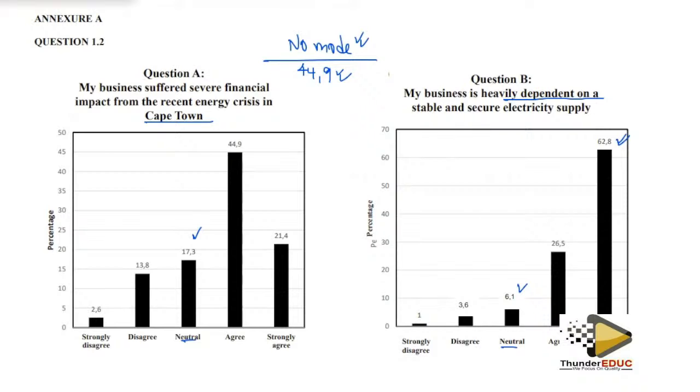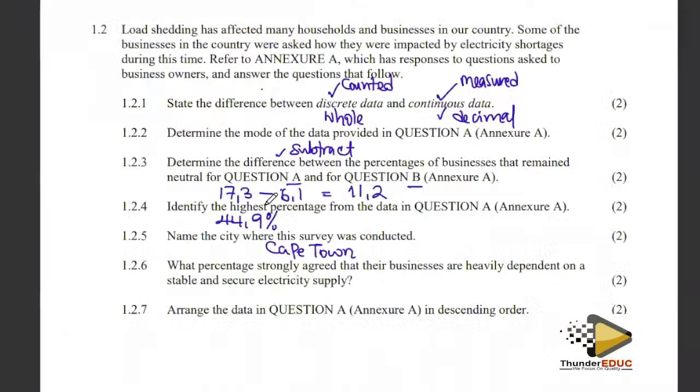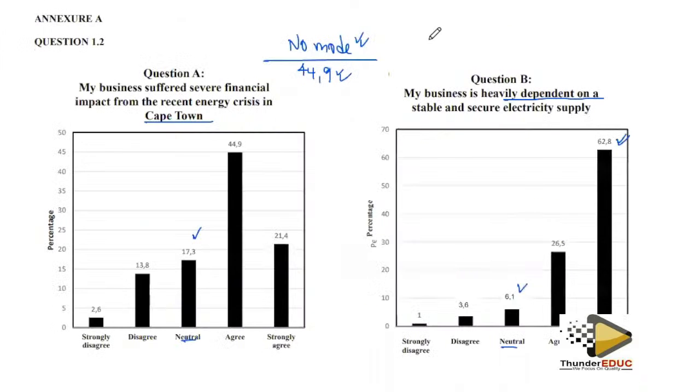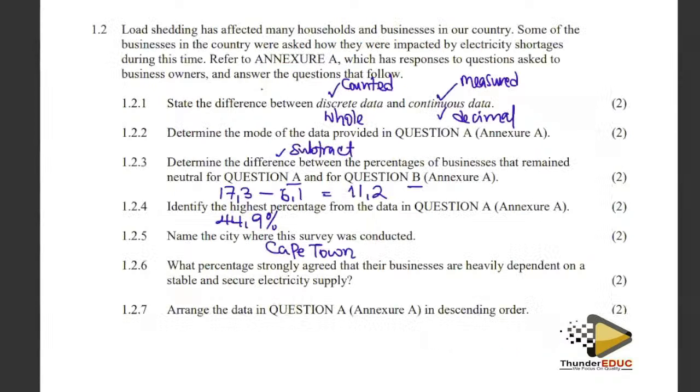So we continue and we shall be looking at question number 1.2.6. What percentage strongly agreed that their business is heavily dependent on the stable and secure electricity? Shall go to the next year, and it was this side. Which one strongly agreed? It's this mark here. Together.